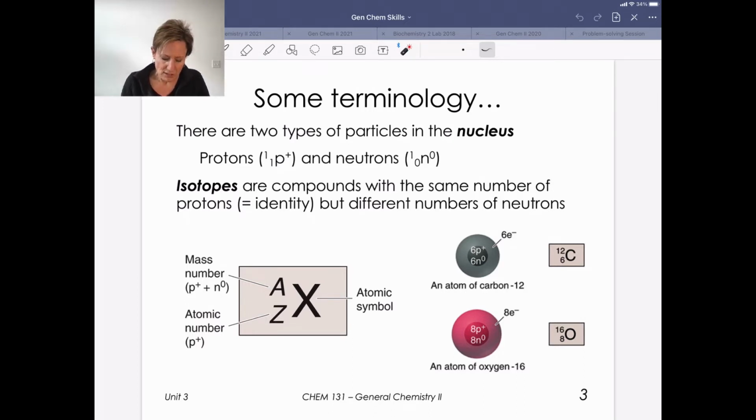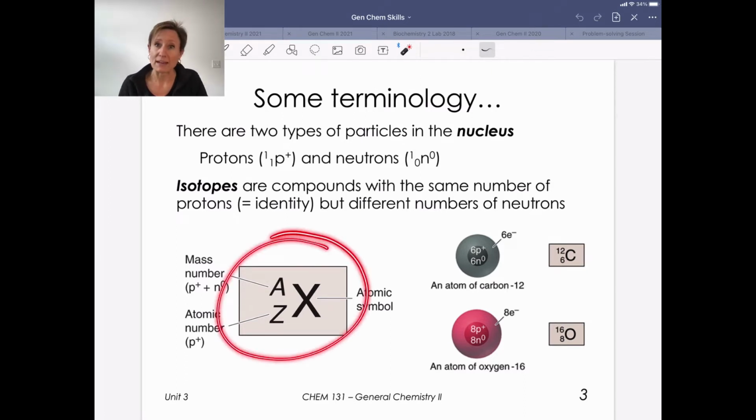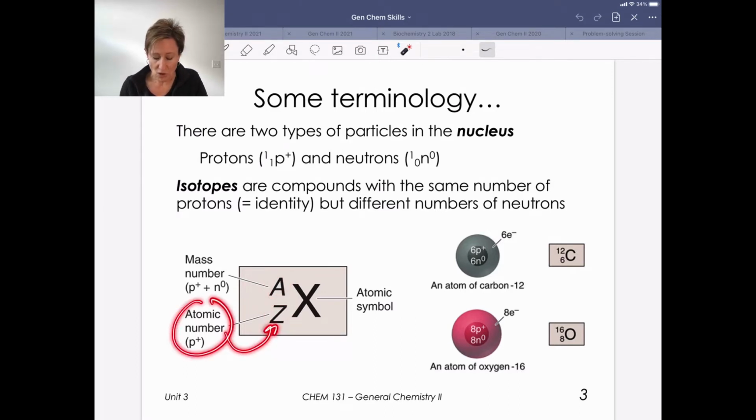So when we think about a formalism for how we write things, this was something we introduced last semester, but we have an atomic symbol, and then on the left upper and left lower side of that, we have the atomic number, which is also the number of protons. Remember, that's how we chemically identify a substance, by the number of protons it has. And then the mass number is a larger number that is usually written in the upper left, and that's the sum of protons plus neutrons. So you can't change the number of protons that a substance has without changing its chemical identity. It'll be a different element.